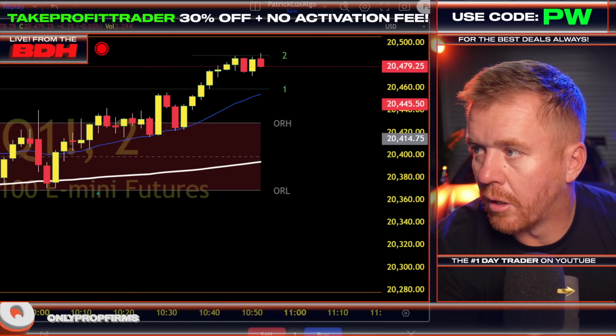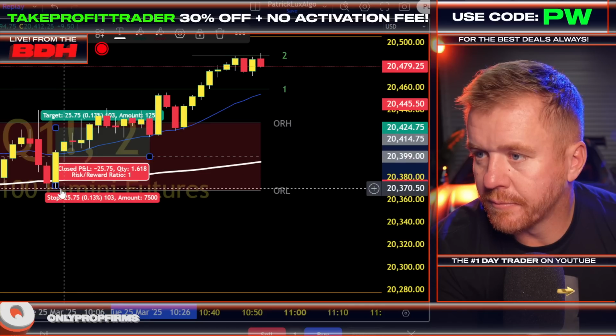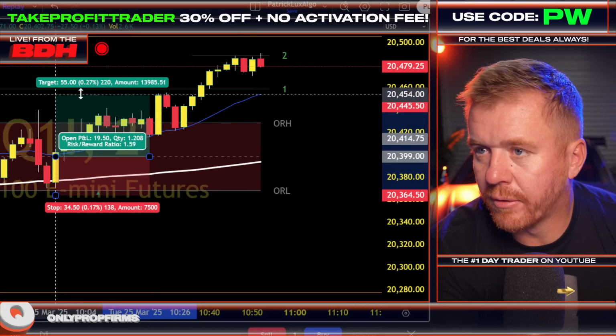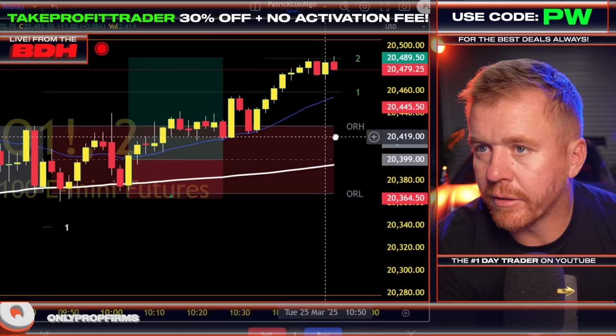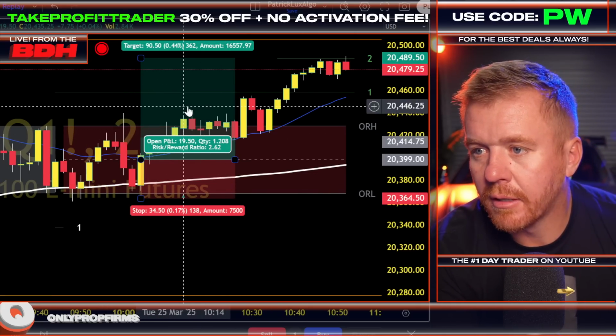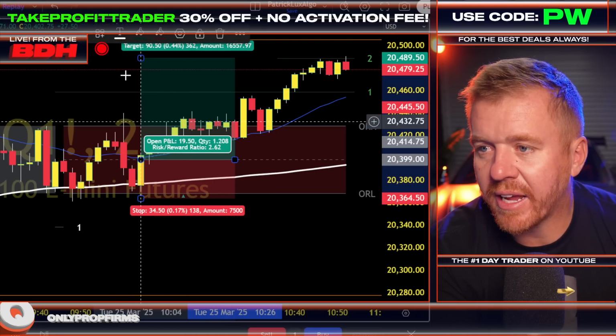Sorry, that was a short again there, but that would have worked. Stop at the bottom of the 15-minute range, off the middle there, and up there to target 2. Maybe this would have been a red day. Maybe it would have kind of worked out. We can see the power of kind of reversing once we get back through that middle of that range.